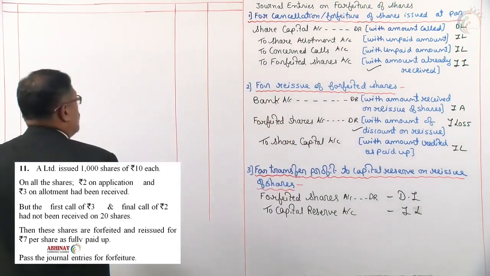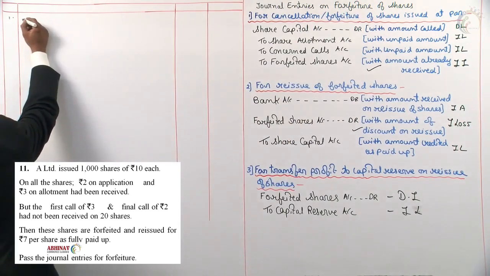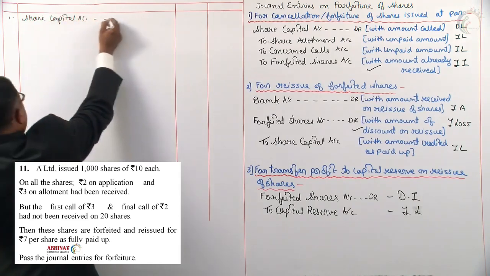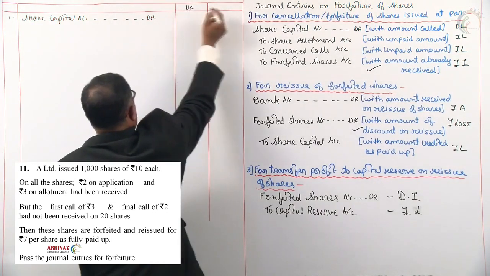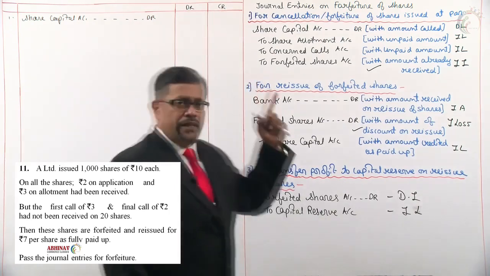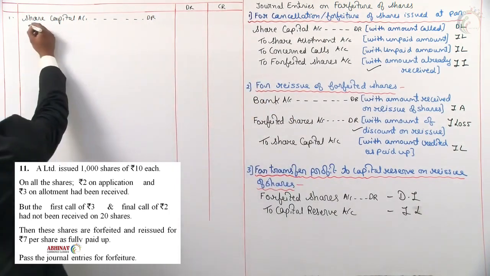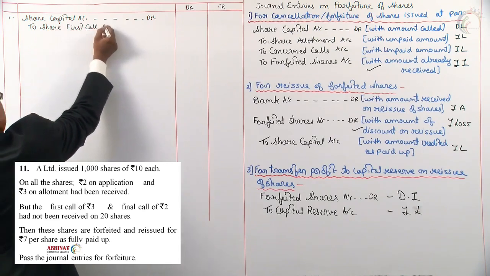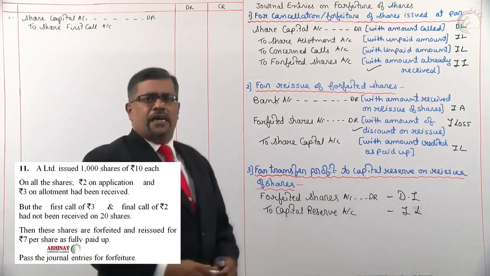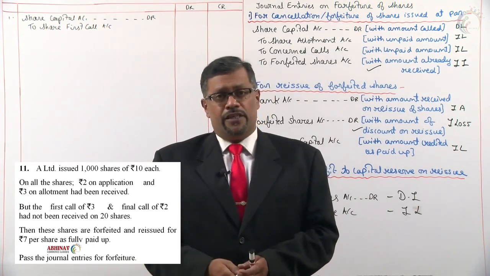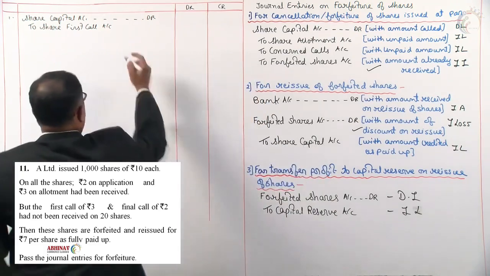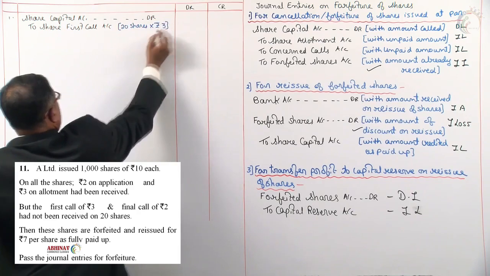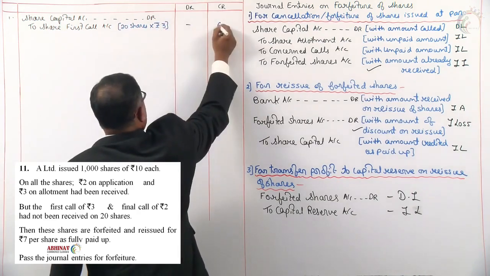Let's see what the entry says. Number 1, share capital account debit. What is the amount? We'll see afterwards, with the amount called. 2, to share first call account. That is the concerned call. On how many shares is the amount not received? 20 shares. We are cancelling 20 shares. How much is the first call? 3 rupees. So here, it's going to be 20 shares into rupees 3. The unpaid amount is rupees 60.